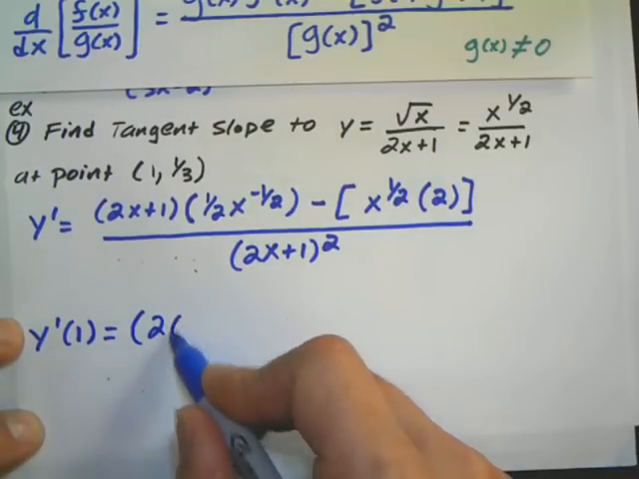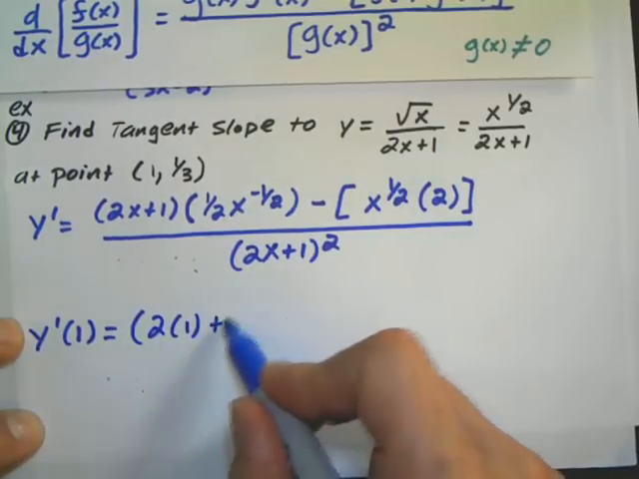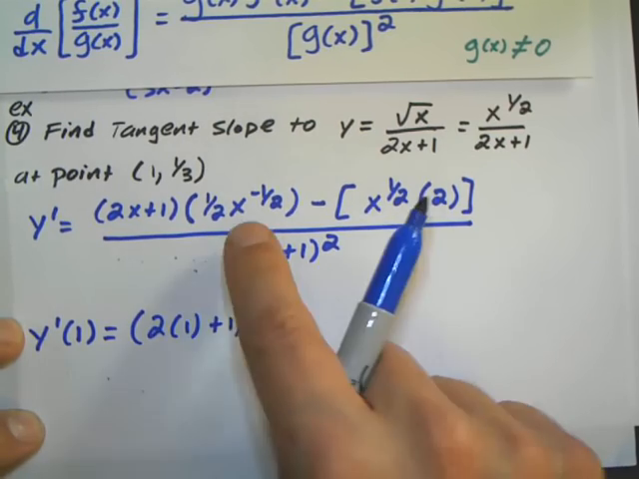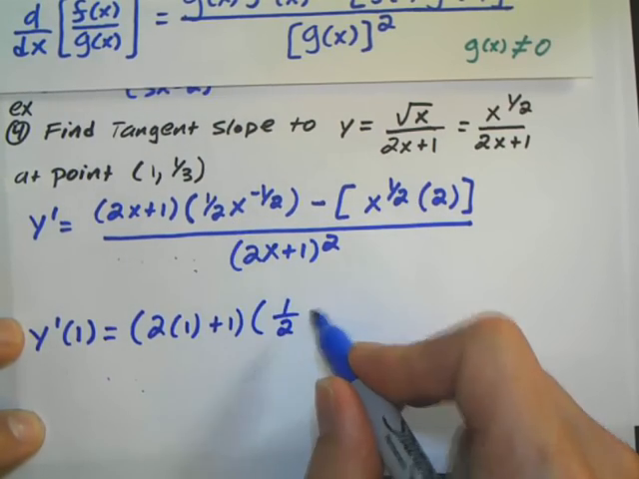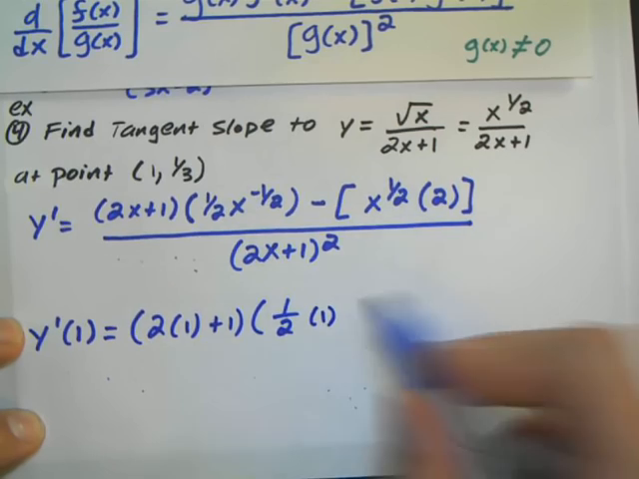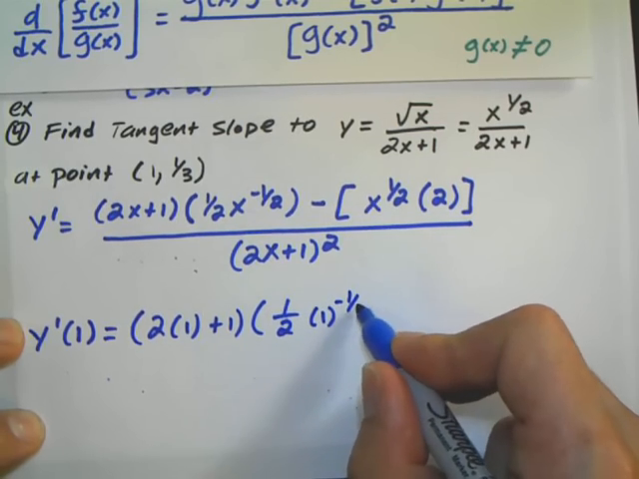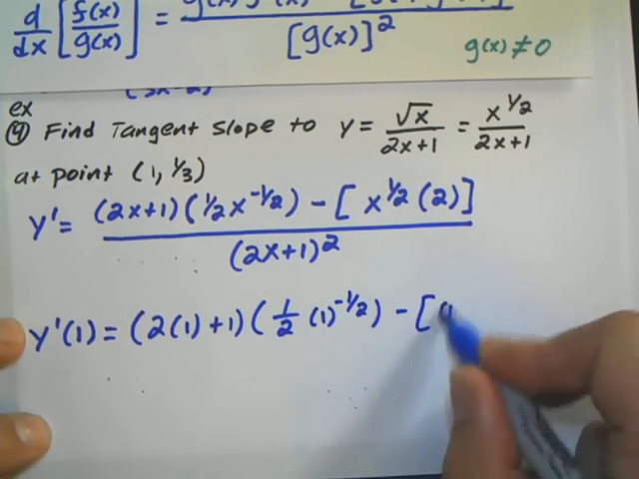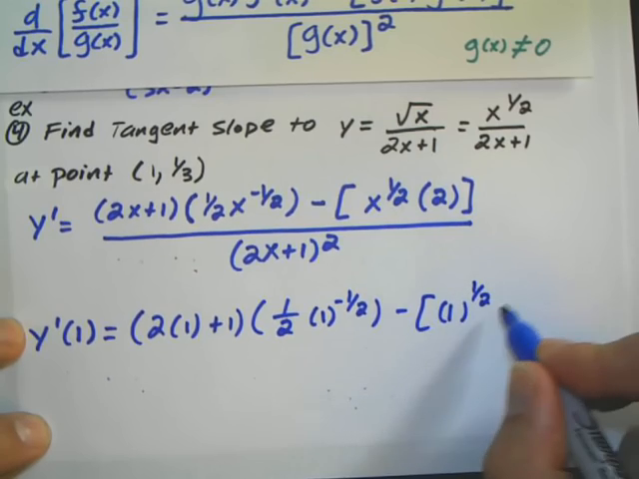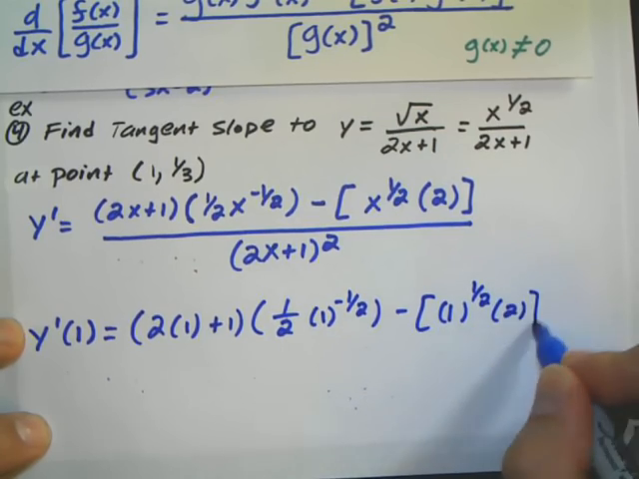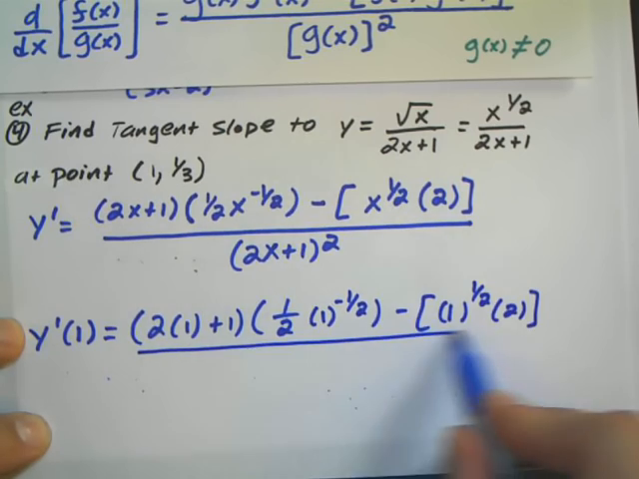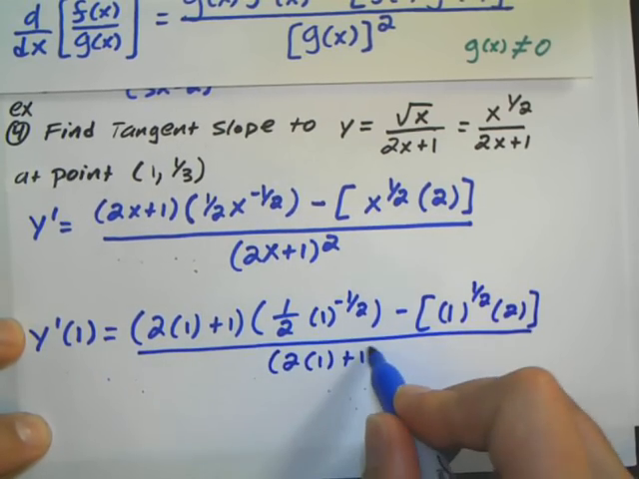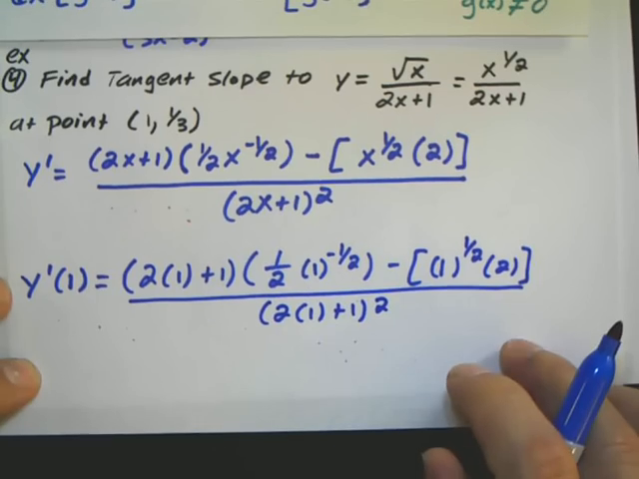It's going to give me 2 times 1 plus 1. This is going to be 1/2. Well, this is just going to be the square root of 1. I'm just going to put this as 1 to the negative 1/2. And then minus 1 to the 1/2 times 2. It's all going to be 2 times 1 plus 1 squared.